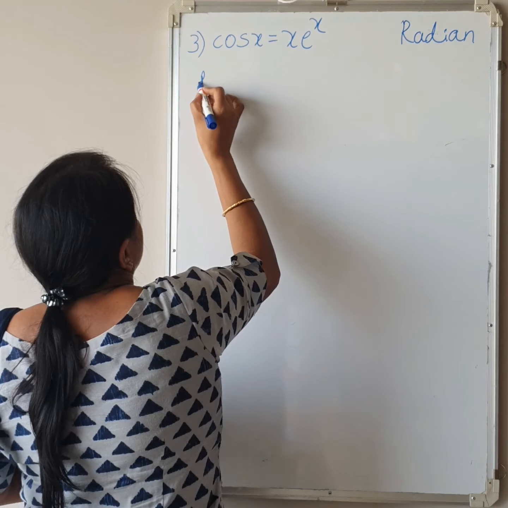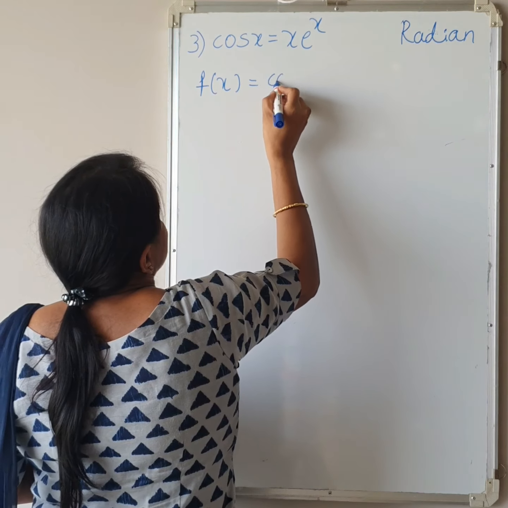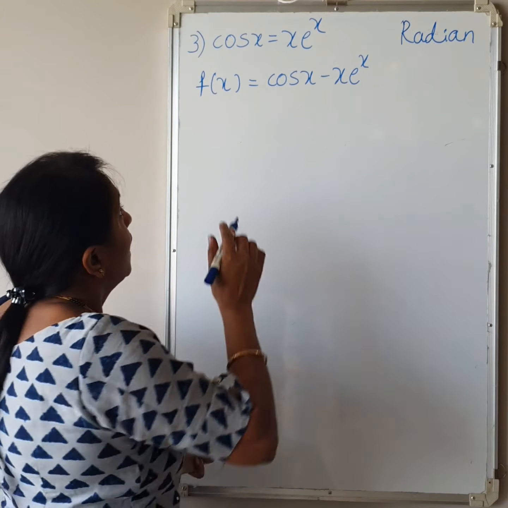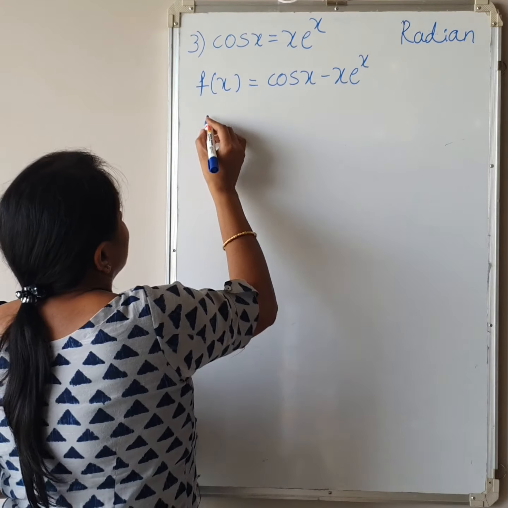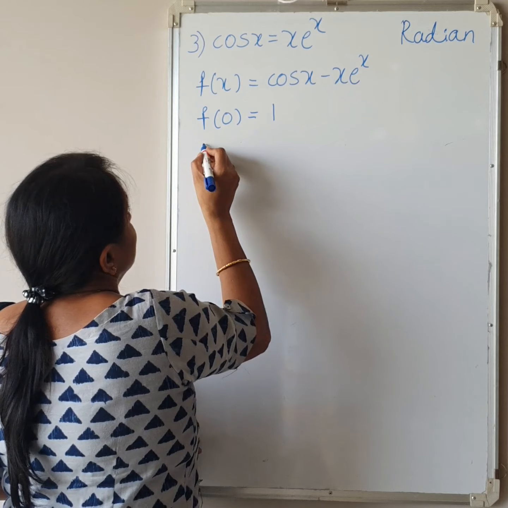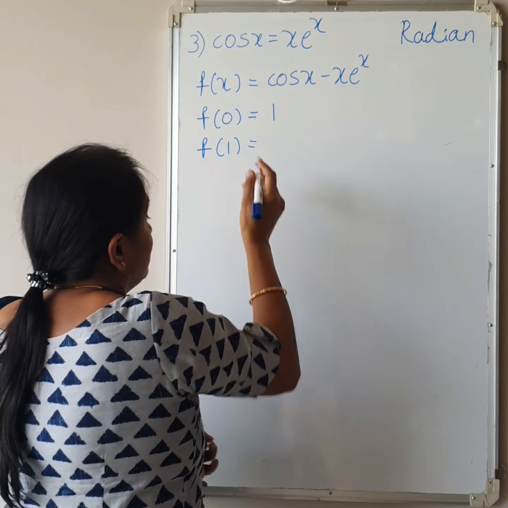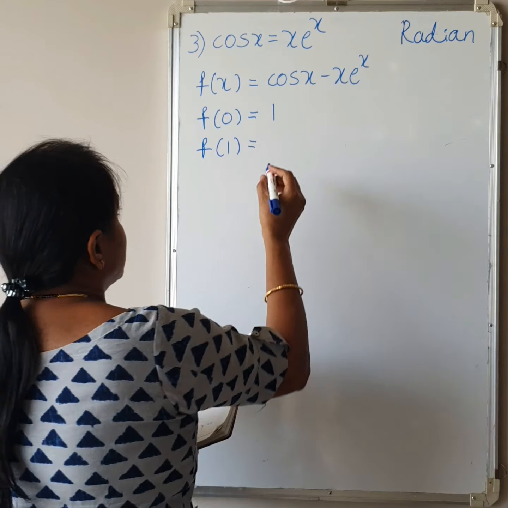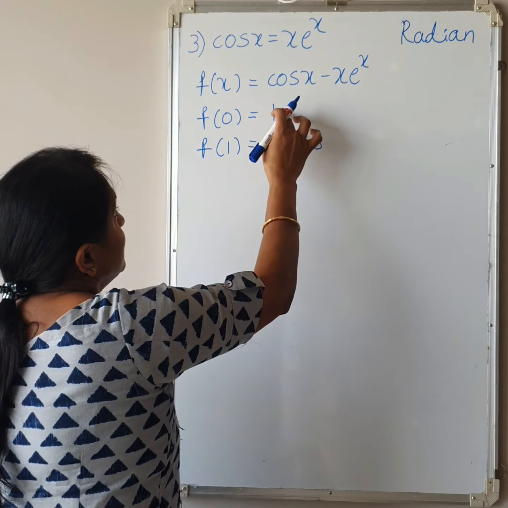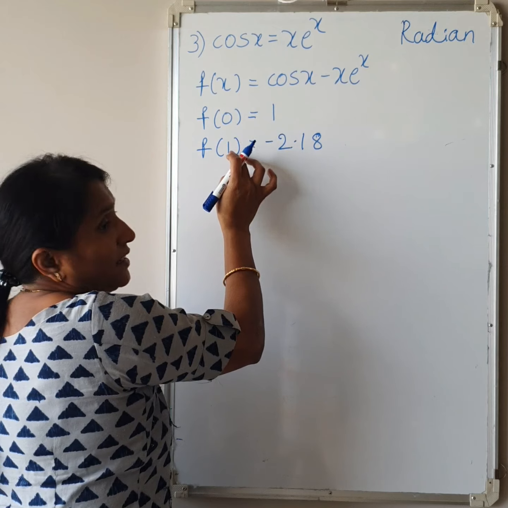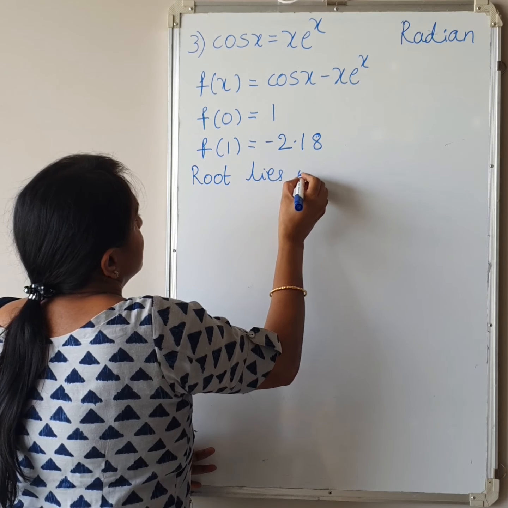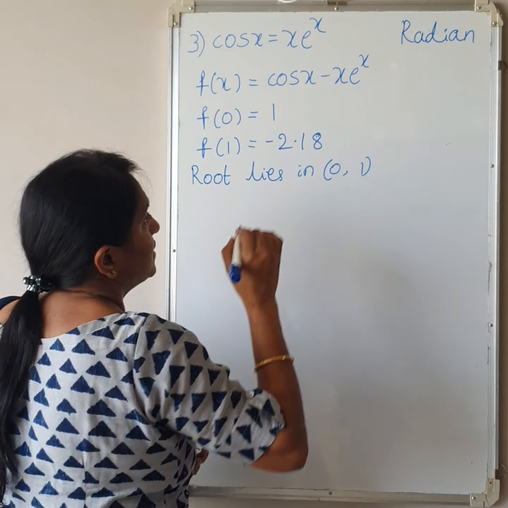Solution. First we have to take f of x is equal to cos x minus x e raised to x. I hope you have kept your calci in radian mode. Then again we have to find out the interval. F of 0 is equal to 1, cos 0 is 1 and this will be 1. F of 1, so calculate it. F of 1 is minus 2.18. So here one is positive, one is negative. So root lies in the interval 0, 1.